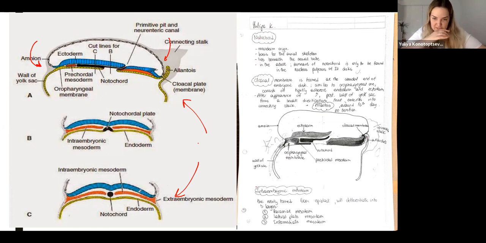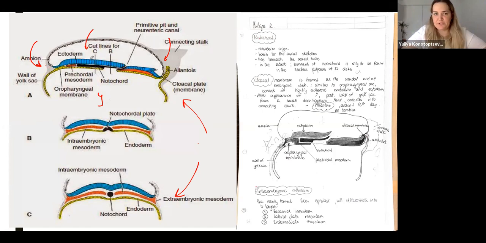How do you know that this is the cross section? Because you can't see head and tail. You cannot see the ends of the embryo. You can just see a transverse section. So take a look. This is the head of the embryo. This is the tail. This cavity is the amniotic cavity. This is the yolk sac right here.